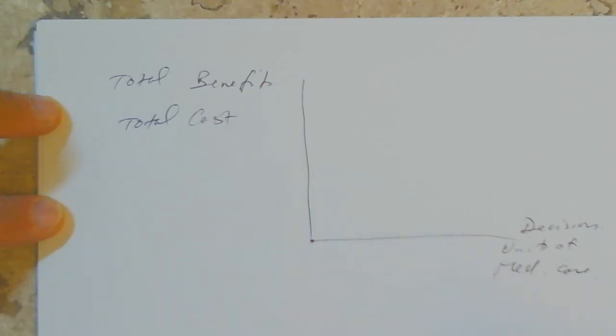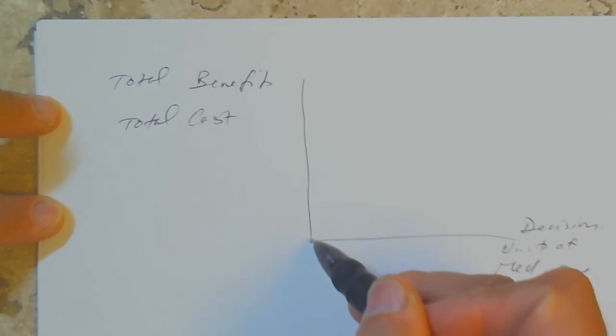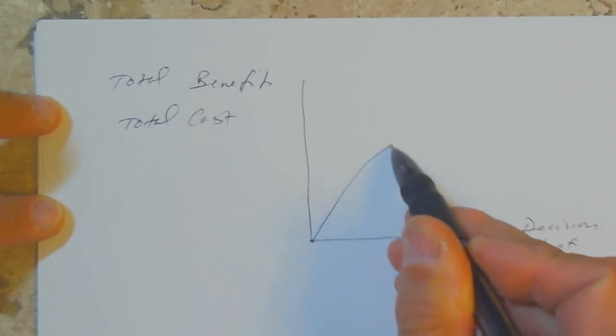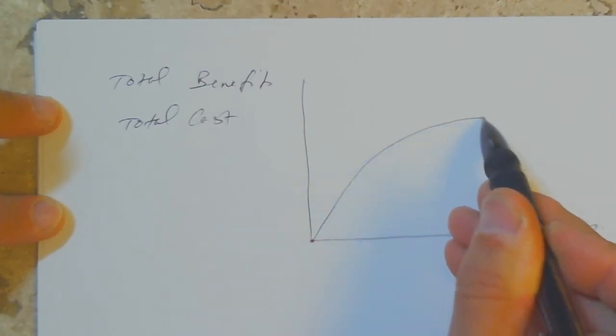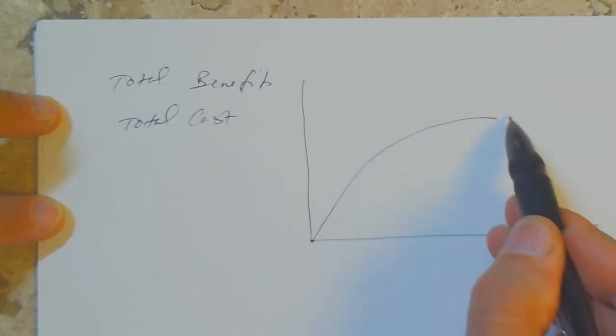And so if you consume zero, you get nothing out of it. As you consume or produce more of this, so the decision is to consume more of the unit medical care, the benefits will rise, but it tapers off. Okay, so this is the total benefit.